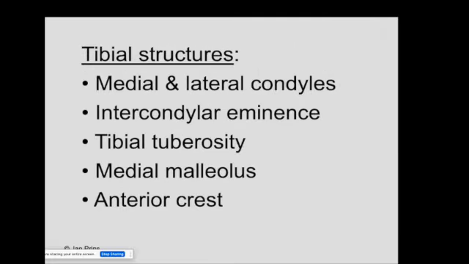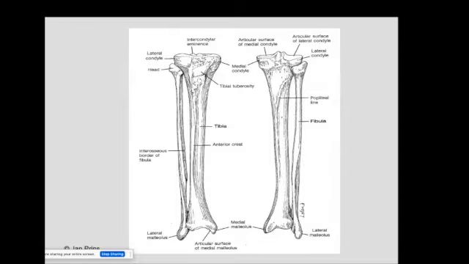So what are the structures on the tibia? We have the condyles. We saw that in the knee, right? Medial and lateral condyles, the flat surfaces. What separates the two condyles is the intercondylar eminence. We have the tibial tuberosity, sticking out, and the medial malleolus, and the anterior crest. So these are the structures on the tibia.